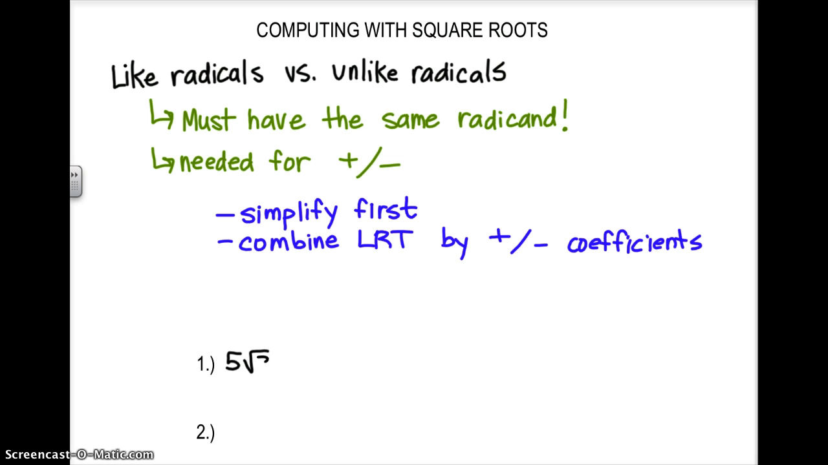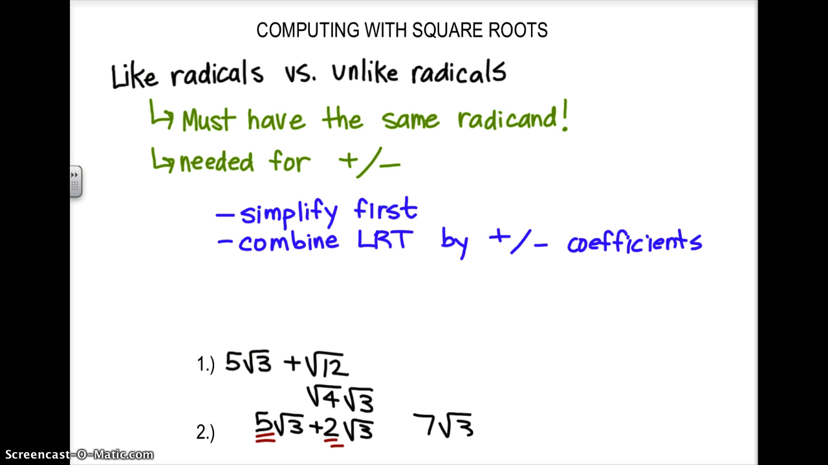5 times the square root of 3 plus the square root of 12. To make this work, we have to simplify the square root of 12. Well, the square root of 12 splits into the square root of 4 and the square root of 3. The square root of 4 is 2. The square root of 3 just stays. Now we add coefficients 5 and 2 and get 7 square roots of 3. That is how those two are added together. We cannot add them until we have like radical terms. And we have like radical terms when those are both 3. So lots of things with square roots, lots of things for us still to practice.